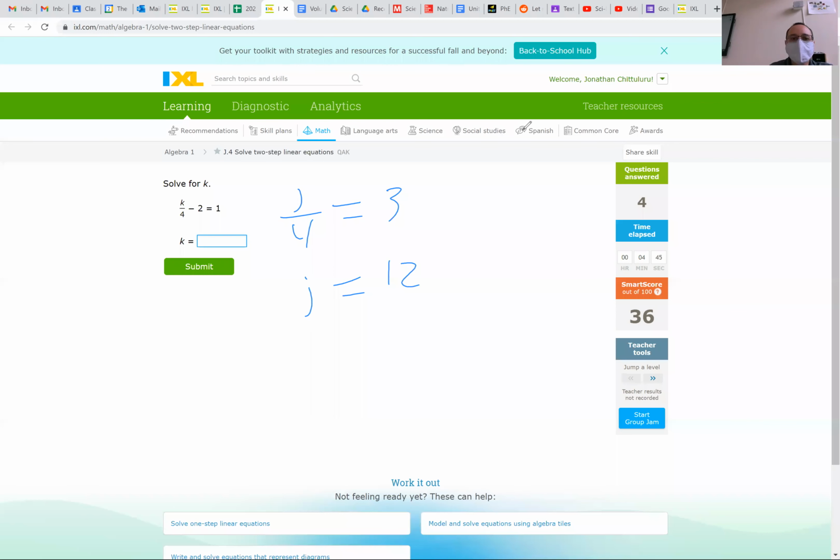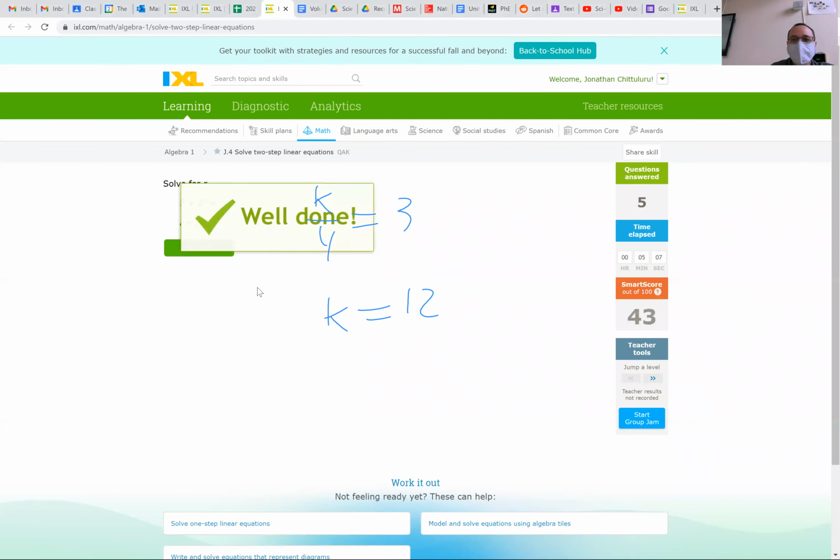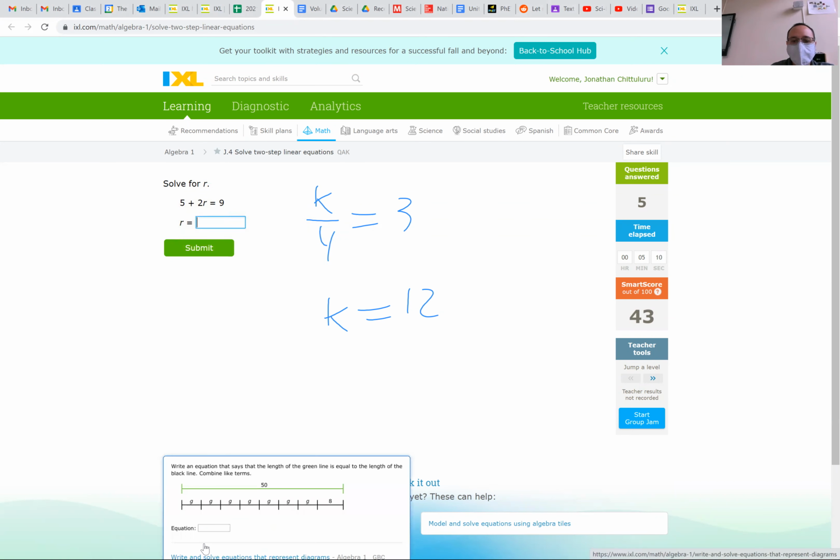So I'll clear all of this. Let's do another problem. So k over 4 minus 2 equals 1. All right, we add 2 to both sides. k over 4 equals 3. Now we multiply both sides by 4. k equals 12. Okay, go ahead and plug that answer in. Everybody likes it. All right, so now we've got a slightly different problem.